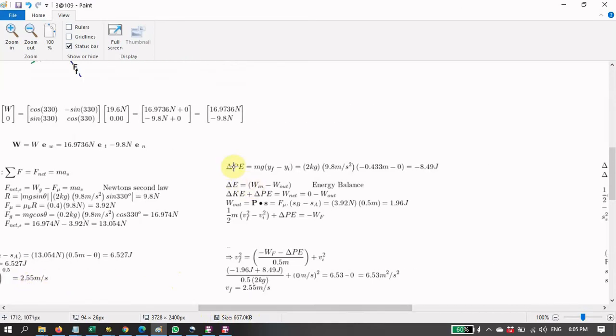And similarly, we can use the energy balance. So we first calculate the changes of potential energy, which is given by this equation, the definition of potential energy. Then we get minus 8.49 joule, and then this is the expression for energy balance, which is changes in kinetic energy and changes in potential energy, which is equal to the net work.